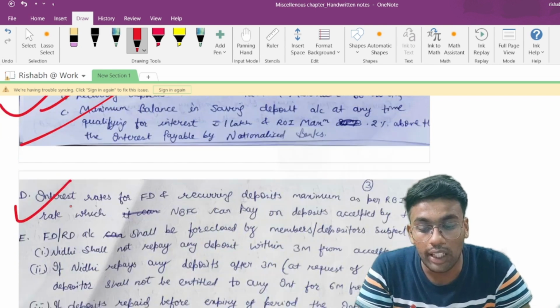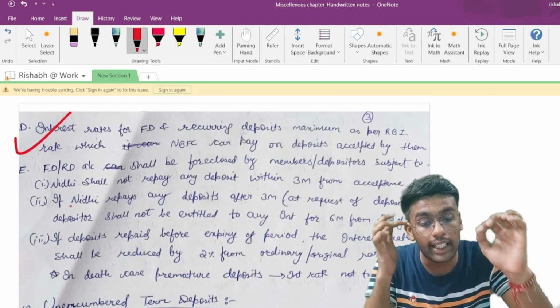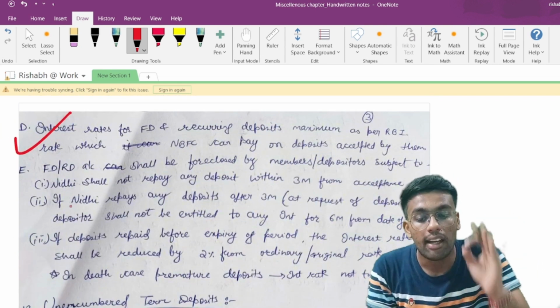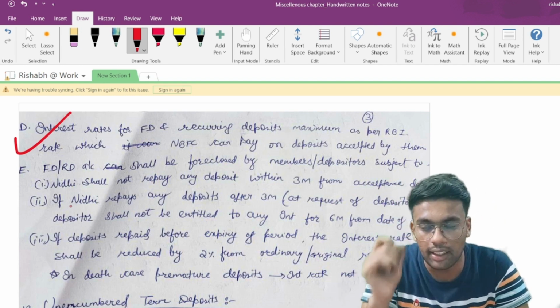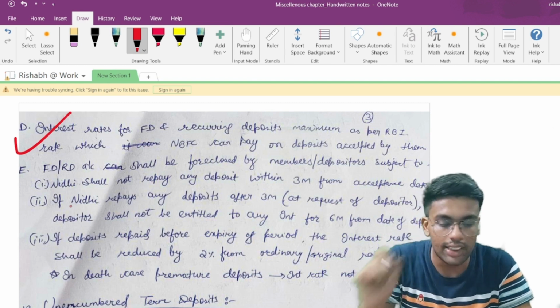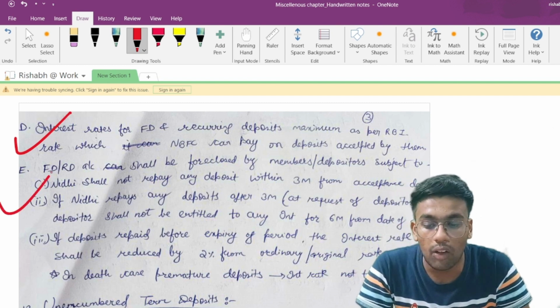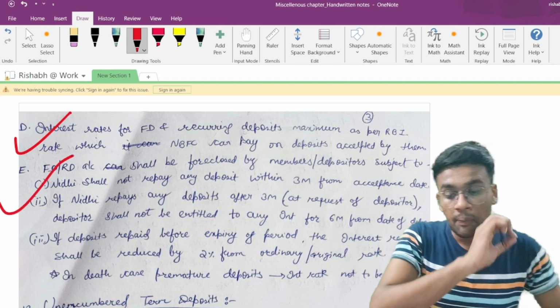Point number D talks about interest rate for FD and recurring deposits, maximum as per RBI rate, which NBFC can pay on the deposits which have been accepted by the NBFCs. Now FD and RD account related provisions.